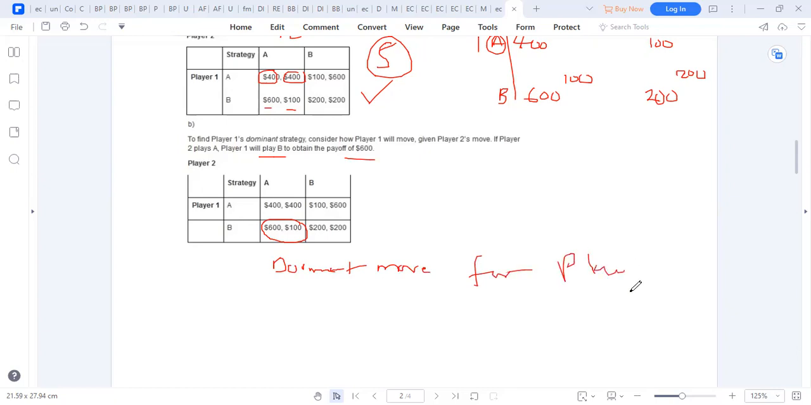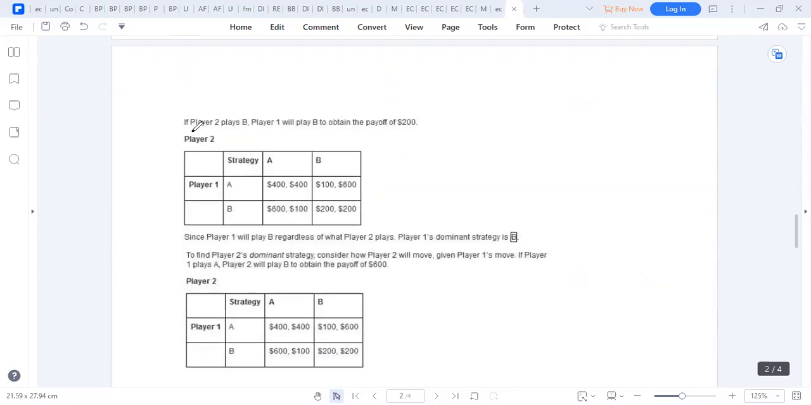You get it right? Yes. So which one now is the dominant move for player 2 in this case? 100 and 600. Good. So this is dominant for player 2, where player 1 will take strategy A, which gives him 100, and player 2 will get 600. So this is a dominant move for player 2.